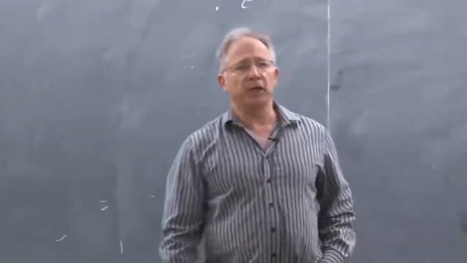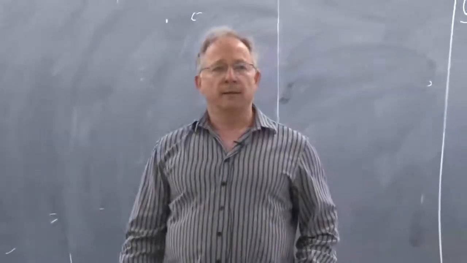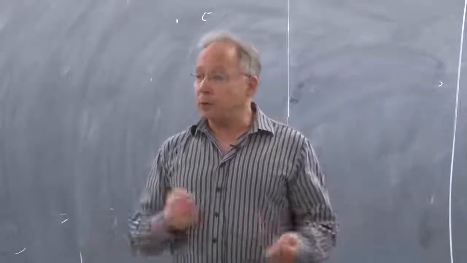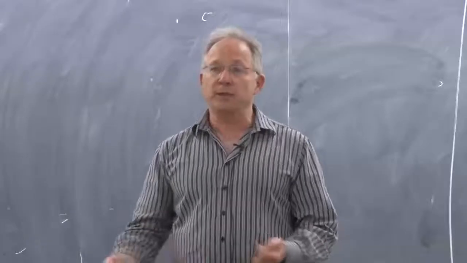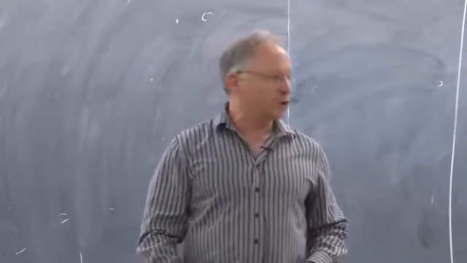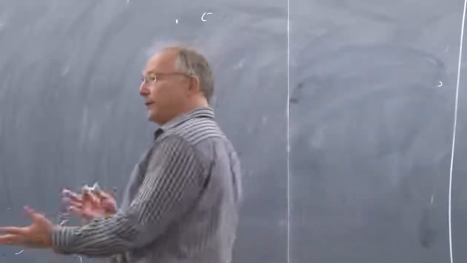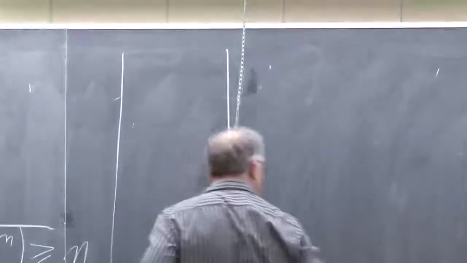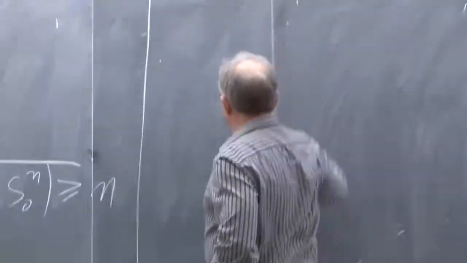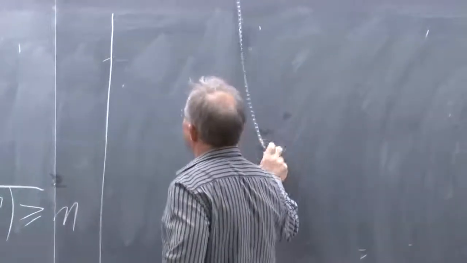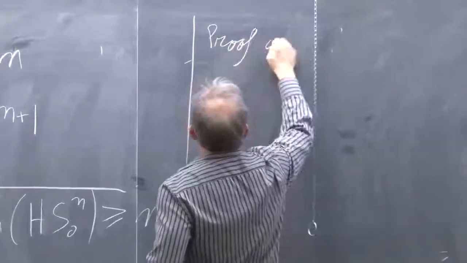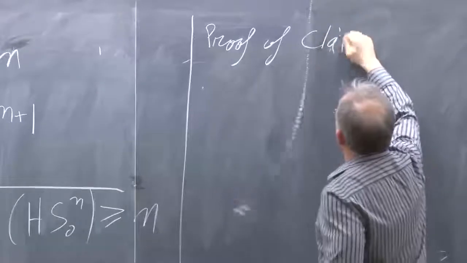What do I need to do in order to establish claim 1? I need to give you an example. You remember, if you want to show some VC dimension is at least something, give an example that is shattered. And I need to give you an example in Rn, so I need to describe these points algebraically. OK, so proof of claim 1.